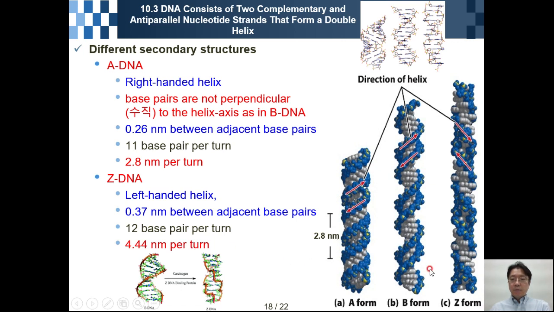Usually it is B-DNA, but if the B-DNA is exposed to a carcinogen or to Z-DNA binding proteins, B-DNA is changed to Z-DNA. So sometimes B-DNA is changed to Z-DNA when the DNA is exposed to a carcinogen or bound by Z-DNA binding proteins. So now we have seen the different secondary structures of DNA, A-DNA and Z-DNA.